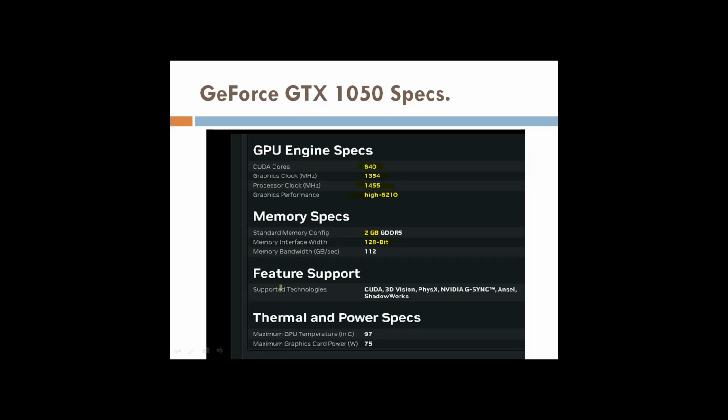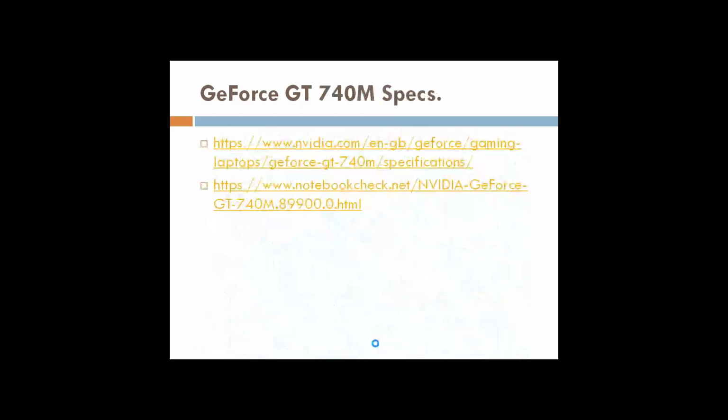So features available in this: it supports different features. As of now, important for us is the CUDA. There are other supported technologies like 3D Vision, SLI, NVIDIA G-Sync, Ansel, and ShadowWorks. Thermal and power specs are also there: maximum GPU temperature is 97 degrees Celsius, and maximum graphics card power is 75 watts.